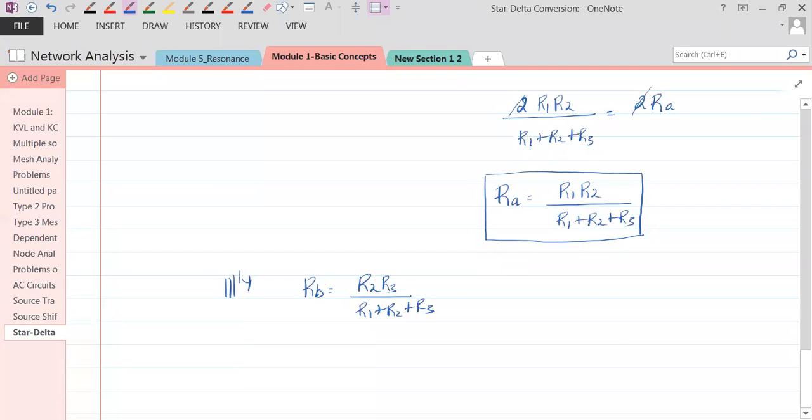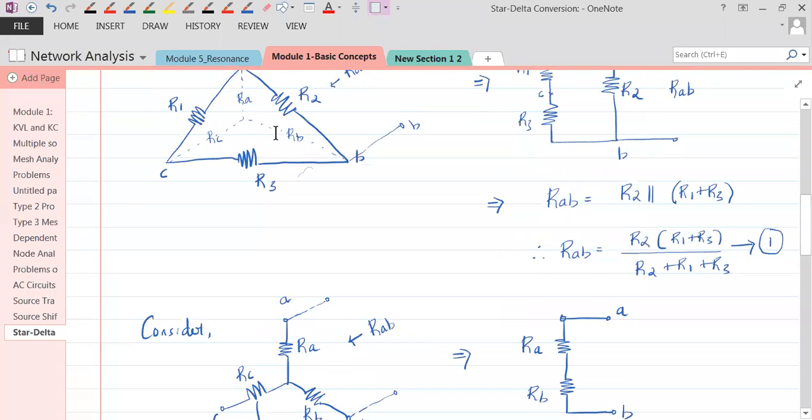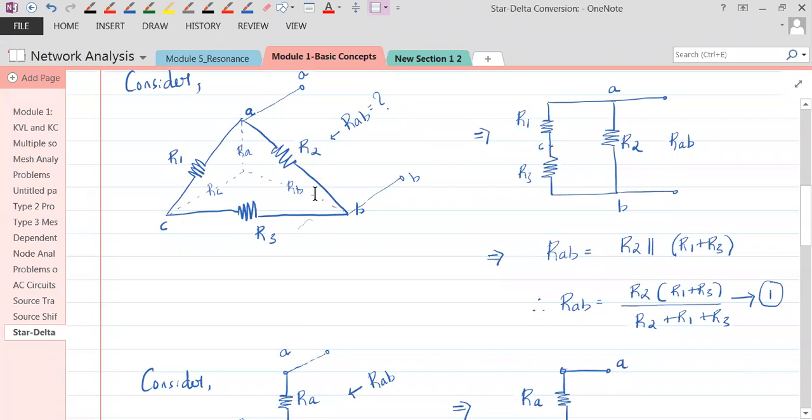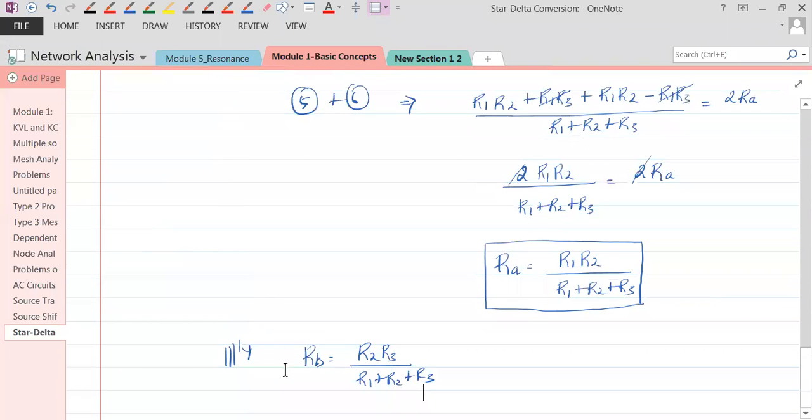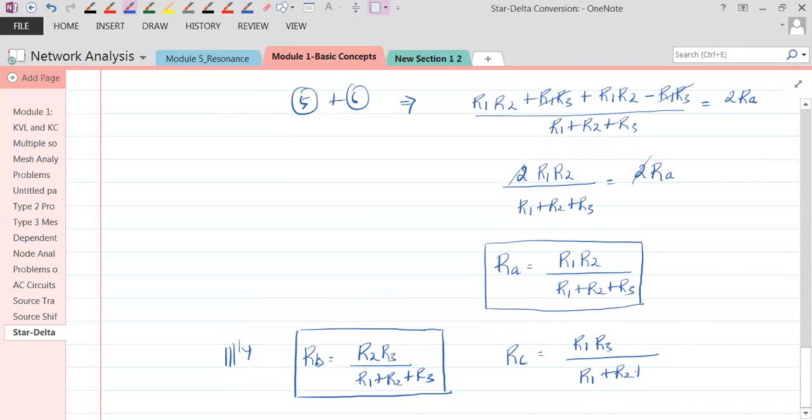The denominator is the same. RB is R2 R3. Let's see again. RB is R2 R3. Exactly. Then RC is R1 R3. So this is one equation that you can obtain on similar grounds. You're not doing it again, you'll just say similarly. RC would be R1 R3 divided by R1 plus R2 plus R3. So this is how one can derive the equations for RA, RB, RC.